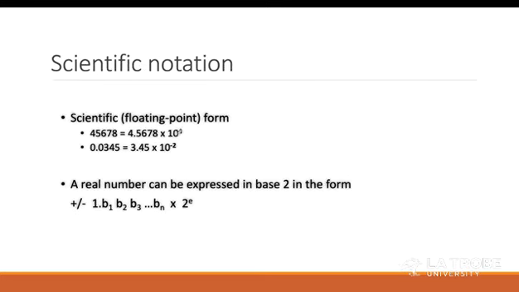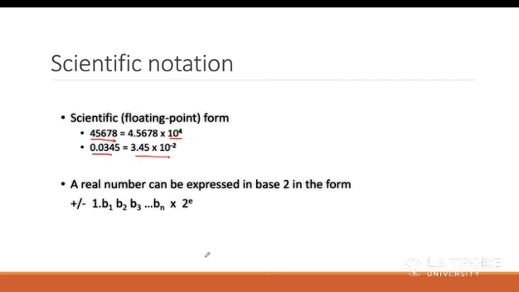The scientific notation for floating point form is, let's say if this is your number 45678, then the scientific notation or floating point form of this number will be 4.5678 times 10 raised to 4, and for this number the scientific notation form will be this. As we are moving the decimal point here, that's the reason why it's getting multiplied by 10 raised to 4, and likewise in this example as well.